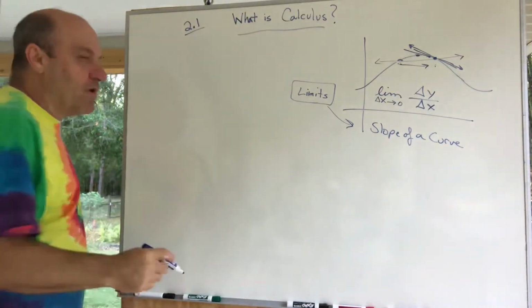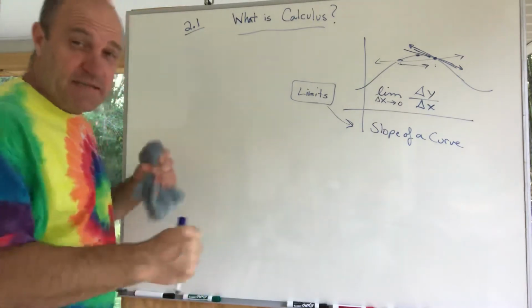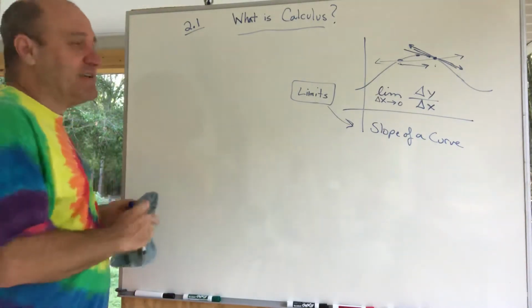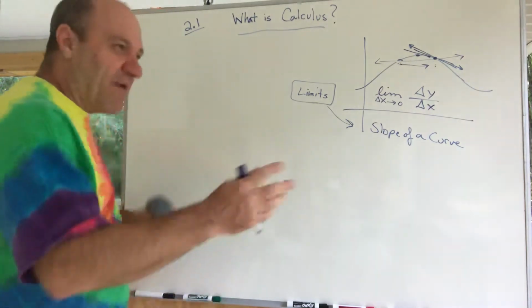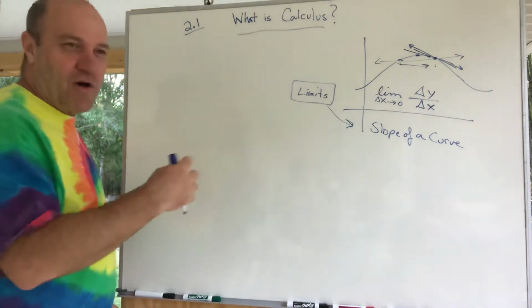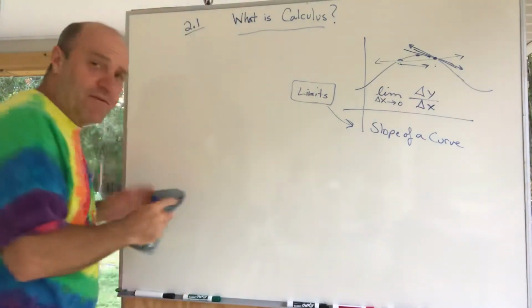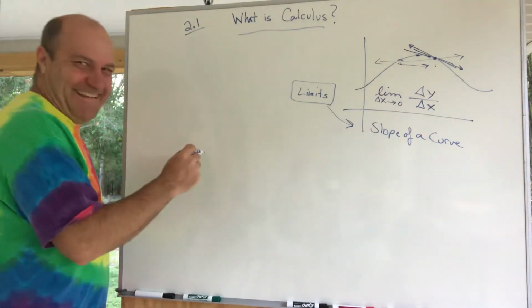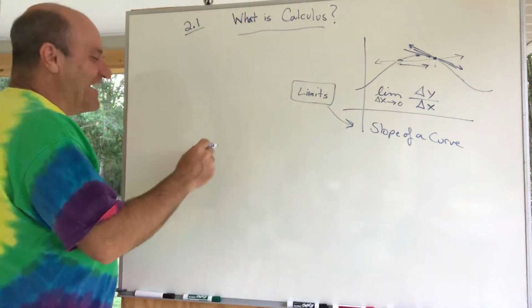Here's one more thing I wanted to do. Calculus was invented by Newton and Leibniz in the late 1600s. Newton was in England, Leibniz was in Germany. They were competing maybe a little bit. They were also writing some letters back and forth, emails. No, they didn't have email.